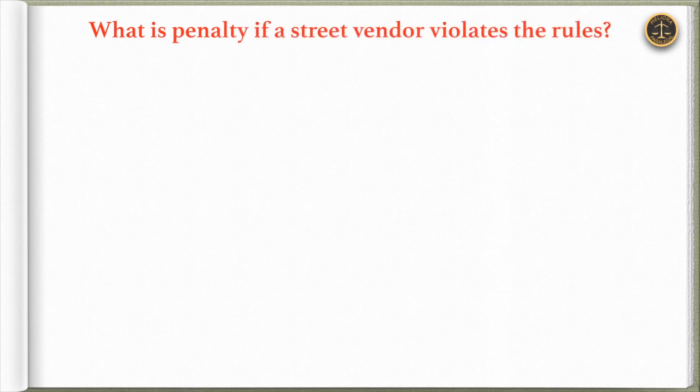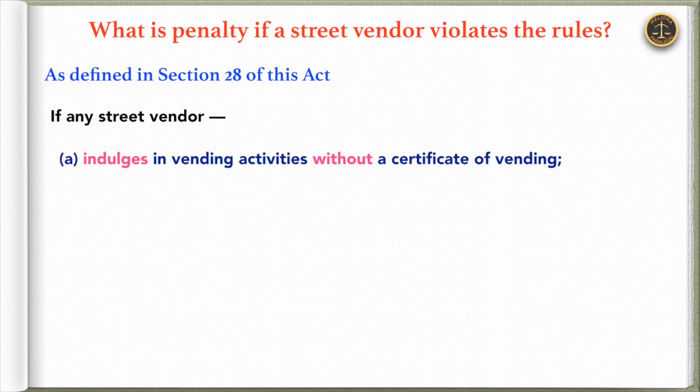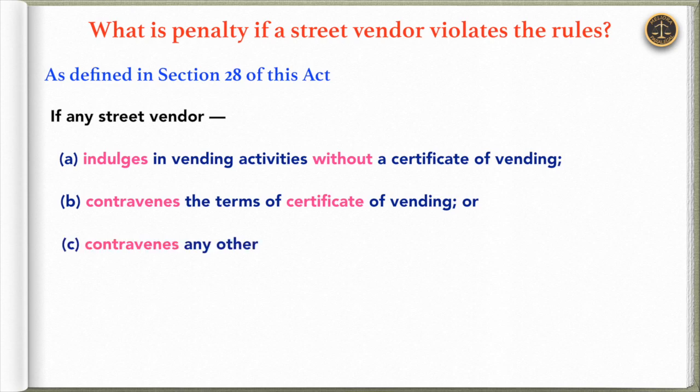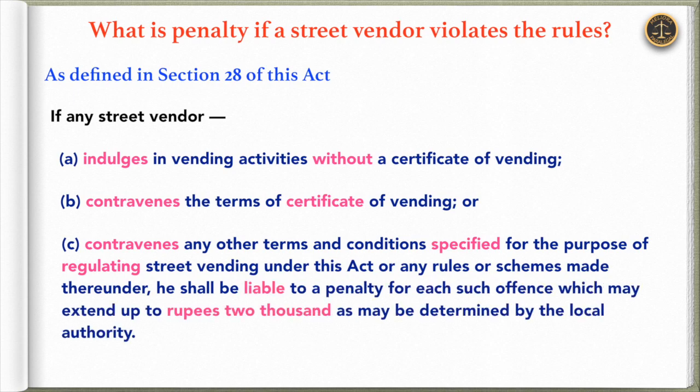Now the question is, what is the penalty if a street vendor violates the rules? As defined in Section 28 of this Act, if any street vendor indulges in vending activities without a certificate of vending or contravenes the terms of the certificate of vending or contravenes any other terms and conditions specified for the purpose of regulating street vending under this Act or any rules or schemes made thereunder, he shall be liable to a penalty for each such offense, which may extend up to ₹2,000 as may be determined by the local authority. So, this is all about the Street Vendors Act 2014.